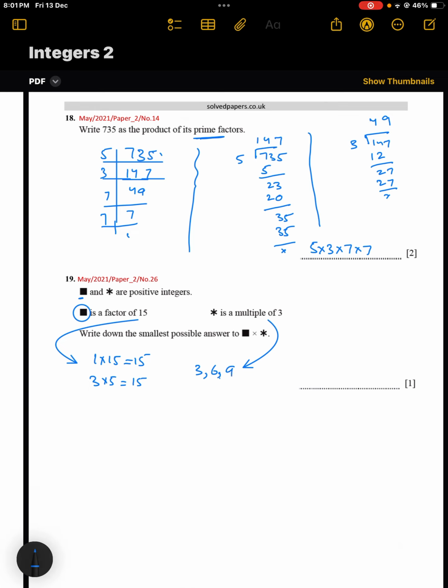Now what do we have to do? Write down the smallest possible number by multiplying any of these two, smallest possible number. So what if I choose, as I know that 1 is a factor of this 5 and 3 is a multiple of this. So smallest, I will choose 1 and 3. It will be 3. So the answer is 3.